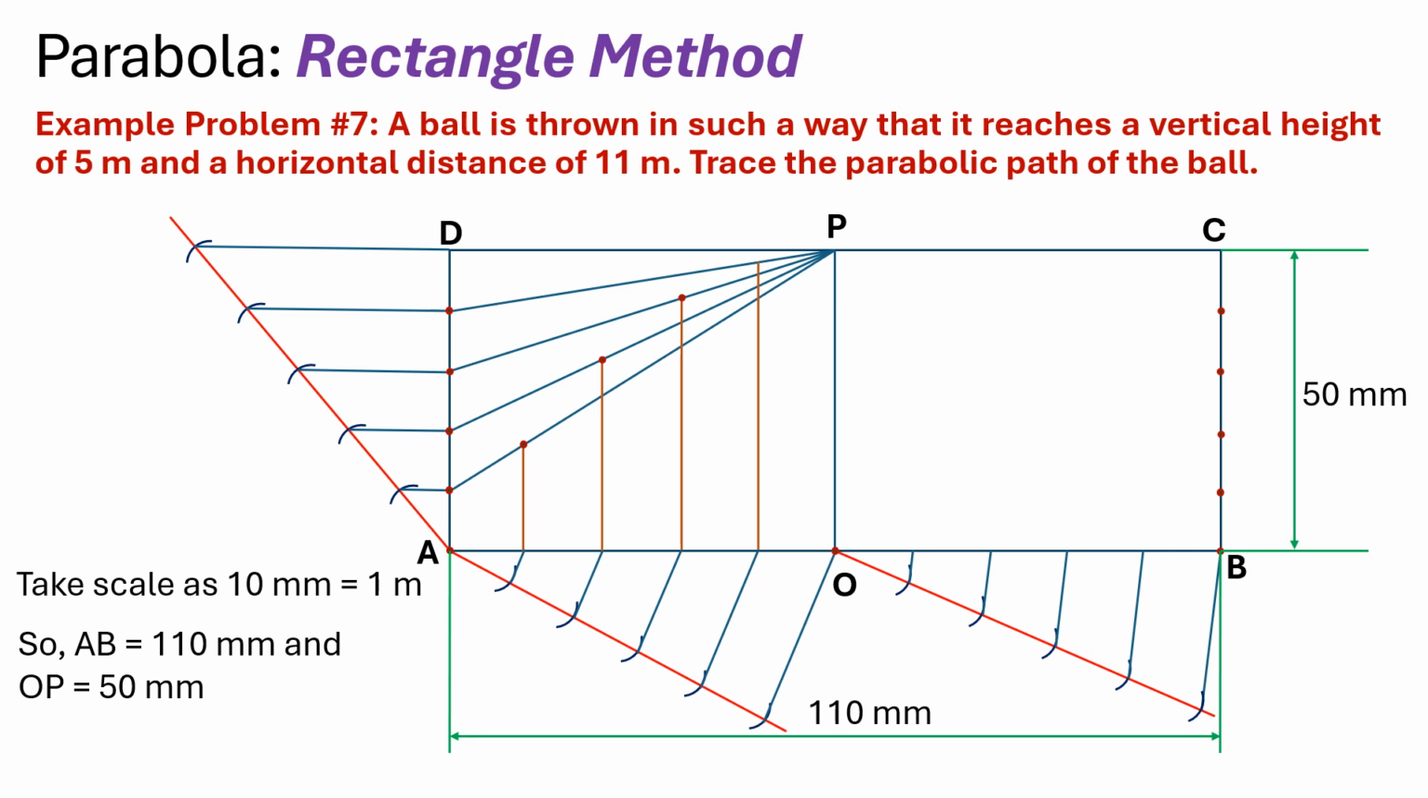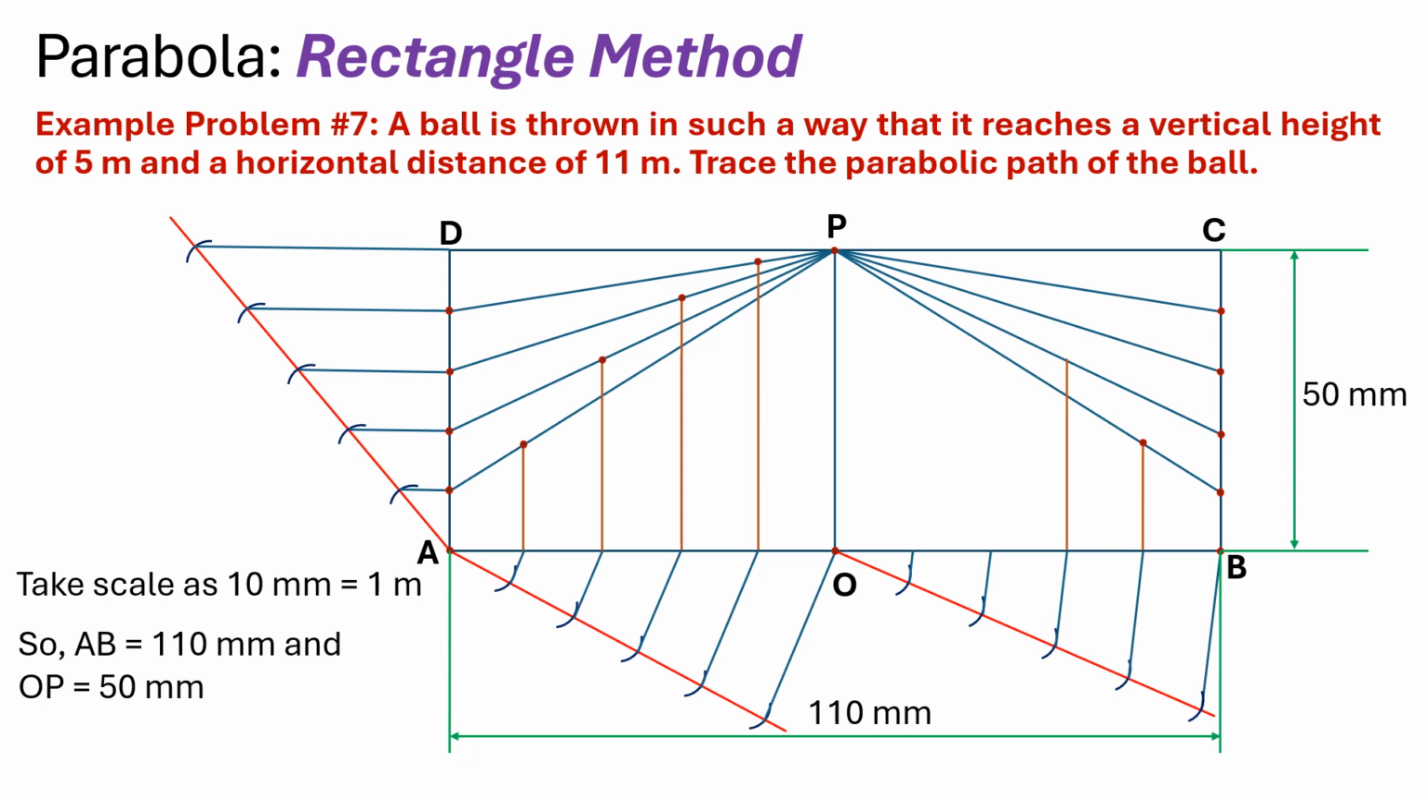Next, we join P with the points on line BC. So we have these lines. And then we draw perpendiculars from the points on line OB. So we have these points and lines. So we get these 4 extra points on the side OB and 4 points on the side AO. Now when we join these points together, then we get a curve which is called a parabola.